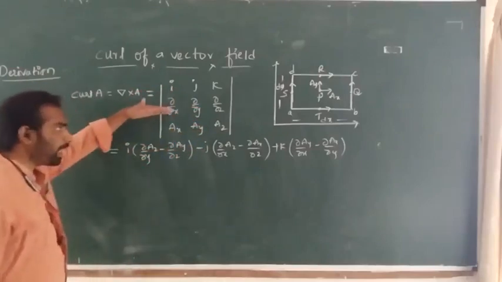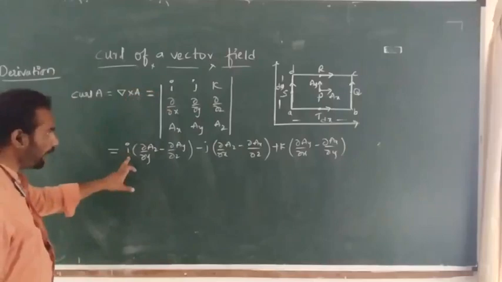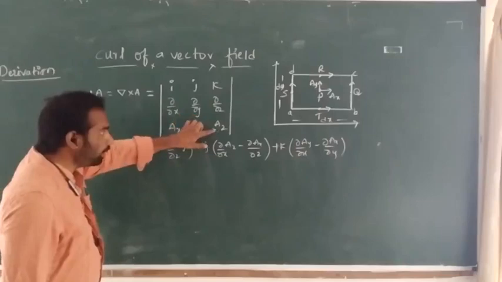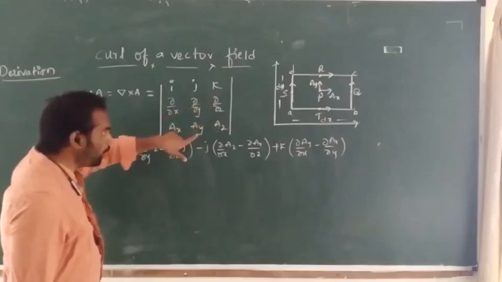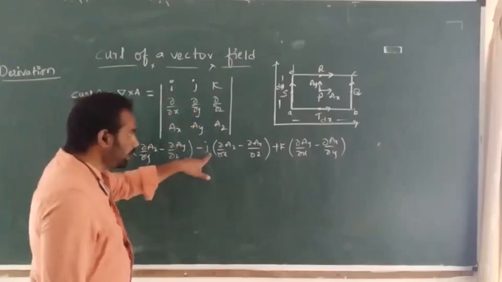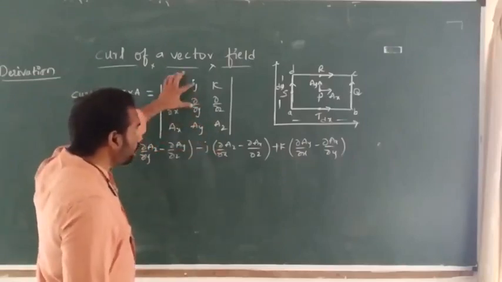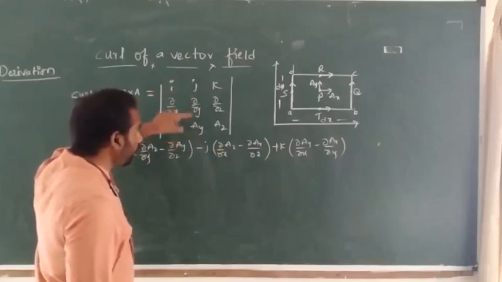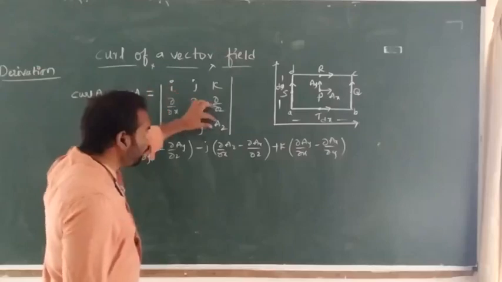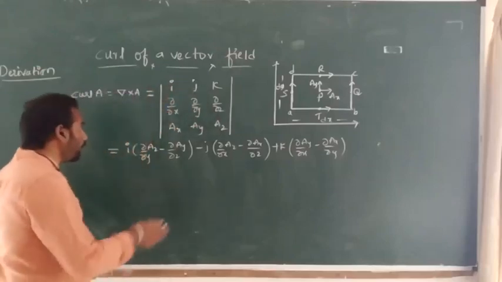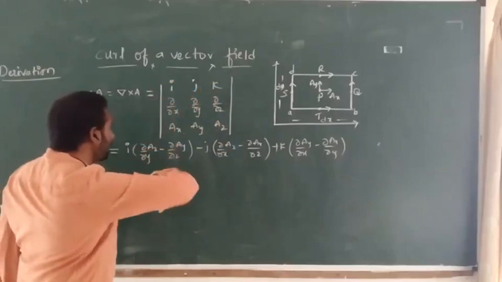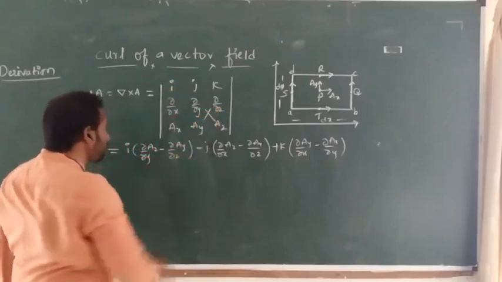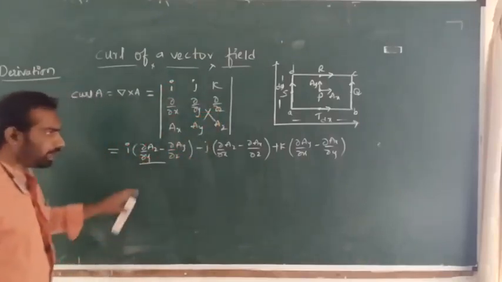If we expand this determinant, we will get i of dou by dou y of Az minus dou by dou z of Ay, minus j of dou by dou x. We have to eliminate this row and this column and take the cross multiplication of these two things. We will get this value.